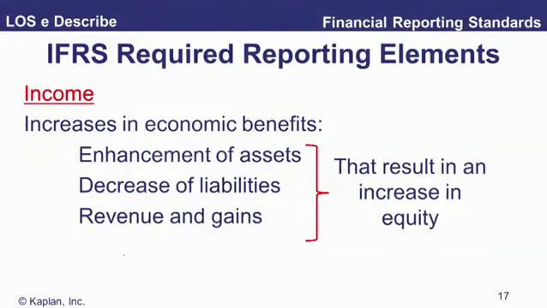Here's our income definition under IFRS. Increases in economic benefits, enhancements of assets or decreases of liability. Now, I think we need to be careful on this. It's any enhancement of an asset that will result in an increase in equity. Any decrease in a liability that will result in an increase in equity. So the key point with these two is they have to have an effect on stockholders' equity. I think probably a simpler definition to take into the exam with you is that it's our revenues and our gains in terms of our income.